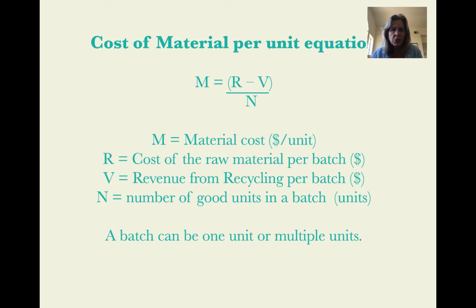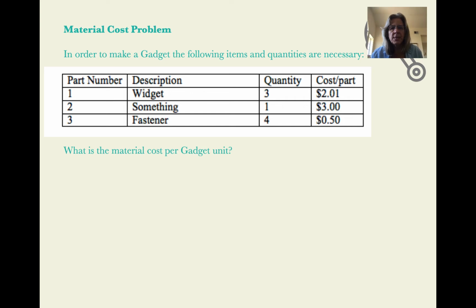So we use this equation, M is equal to R minus V over N, and defined there as we talked about in the previous video. But this particular example uses a different process, which is that there's a part and it's made up of multiple other parts that are assembled into a larger item. So we're calling this a gadget, and it's made up of widgets, somethings, and fasteners, and you can see the quantity and then the cost per part. So the question now is, what's the material cost for a gadget?